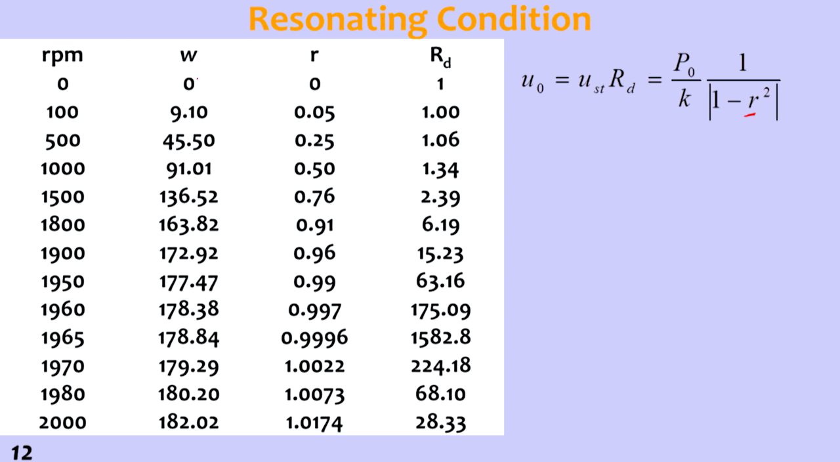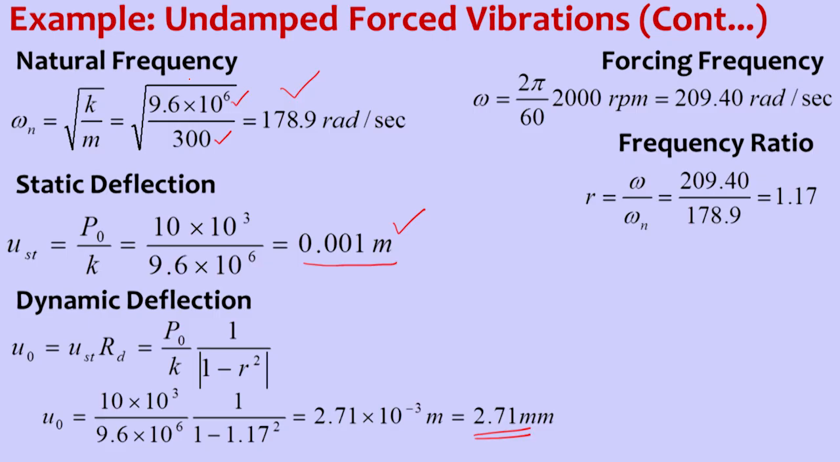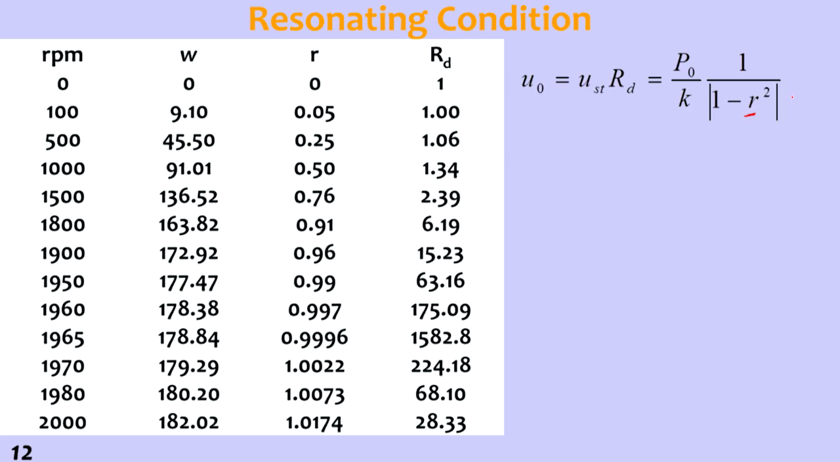Then omega is the forcing frequency. The relationship between rpm and forcing frequency is this. For 2000 rpm, 2 pi by 60 per minute is there. So 2 pi by 60 into rpm will give us the forcing frequency in terms of radians per second. Exactly that we are calculating.